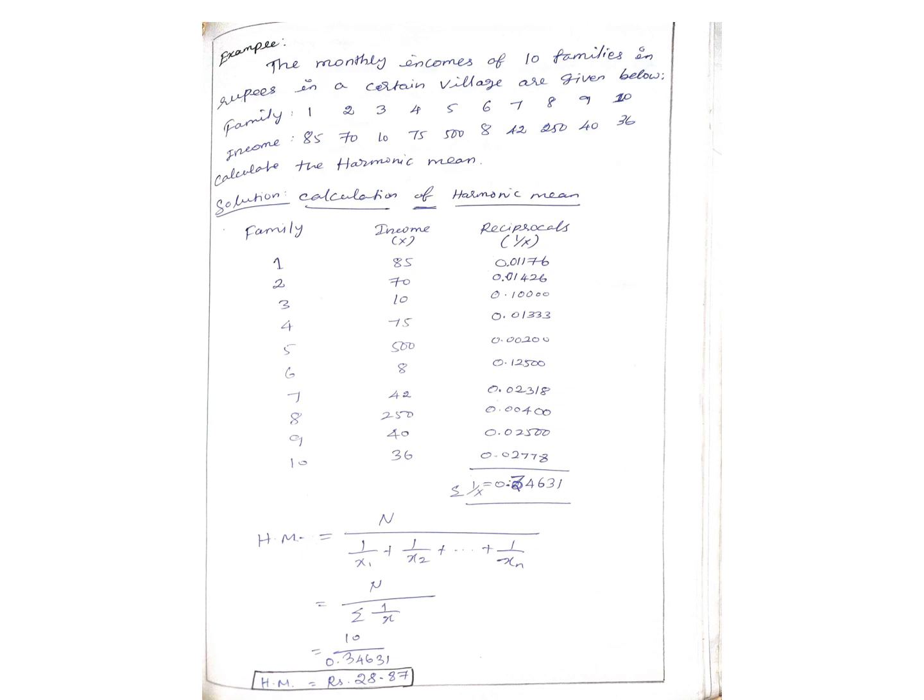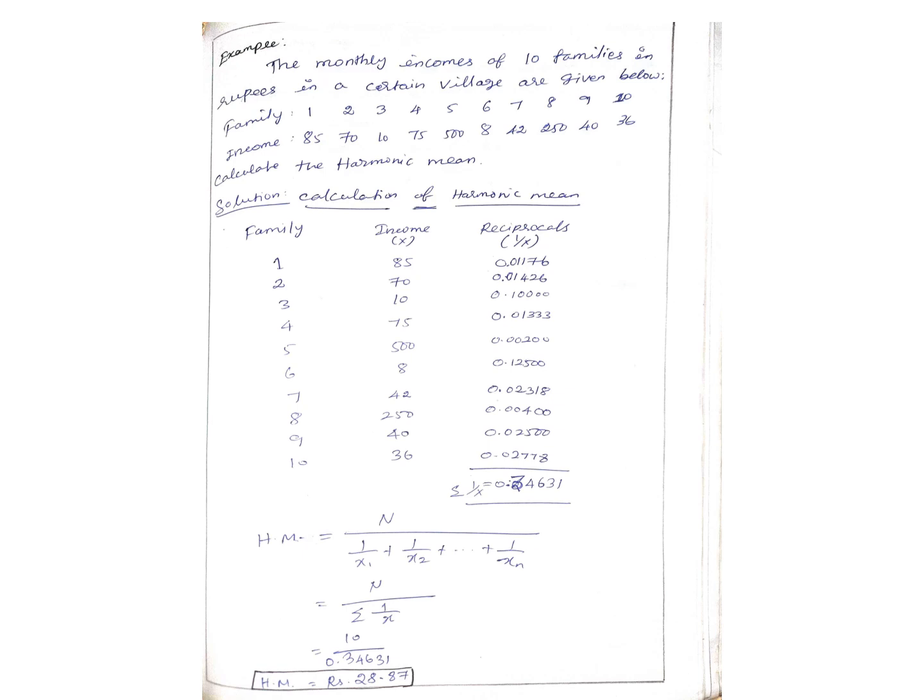For x is 85, we calculate 1 by x, that is 0.01176. Next, the variable x2 is 70, so 1 by x is 0.01426. Next, 10, so 1 by 10 is 0.10. The next value is 75, so 1 by 75 is 0.0133. The next variable x5 is 500, so 1 by 500 is 0.002.